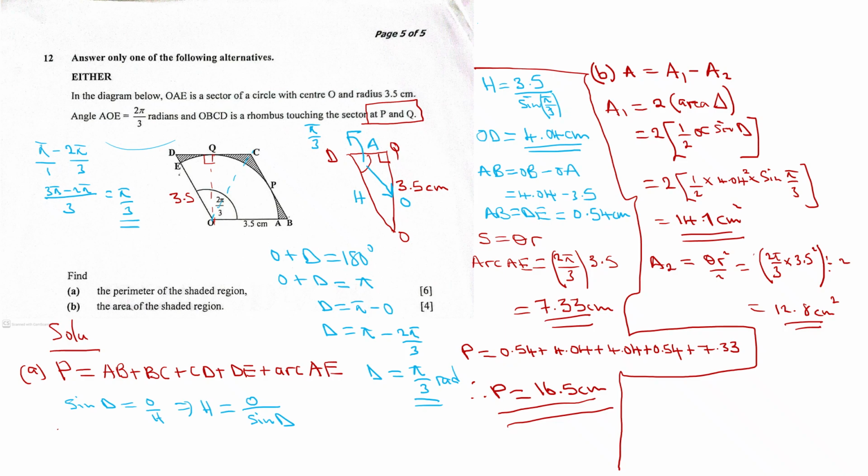And therefore, we can calculate the area of the shaded region. We have said the area of the shaded region is given by A equals A1, our A1 is 14.1, minus A2, 12.8. When you subtract those two figures, they are going to give you 1.3 square centimeters. I've written cubic centimeters there. It's not supposed to be cubic centimeters. It's supposed to be square centimeters. That's what we are going to write there.